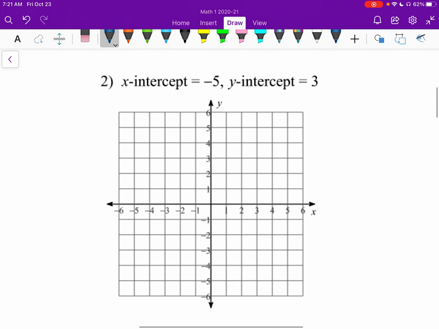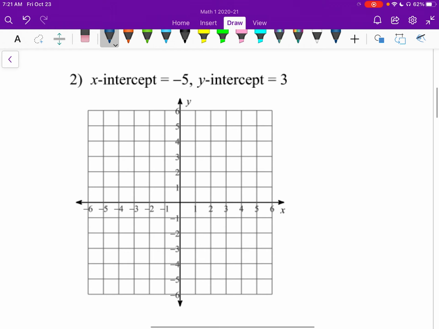Let's look at the next one. We'll do the x-intercept first this time. So it says we have an x-intercept of -5, so we're going to put a dot on the -5 on the x-axis. The y-intercept is at 3, so a dot on the 3, and we draw our line through it. There we are.